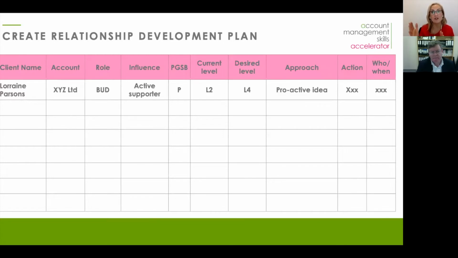Where do we want to go in terms of added value? What's our idea? What's the approach? Who's going to do it and by when? This is a very simple action plan that you can use to start off your strategy.